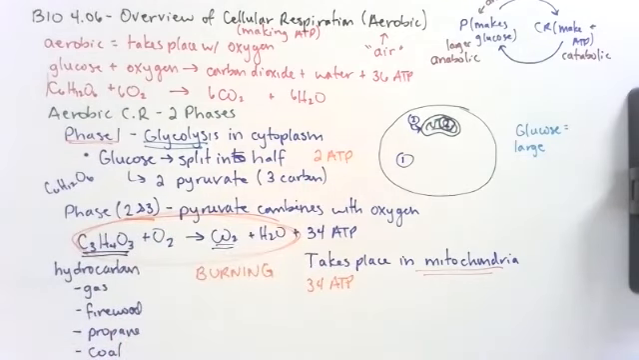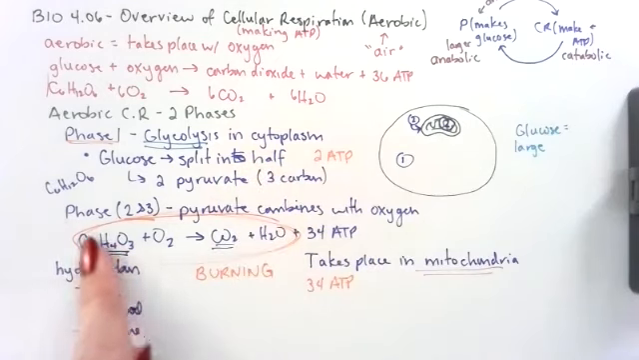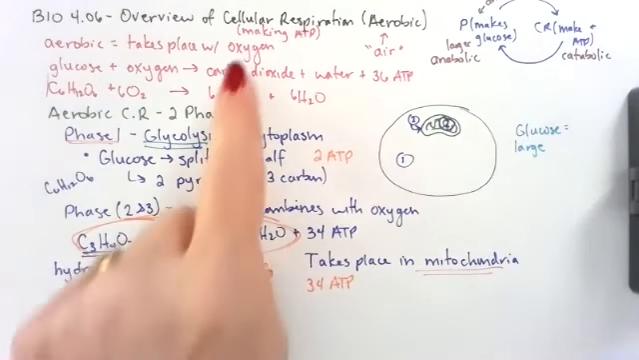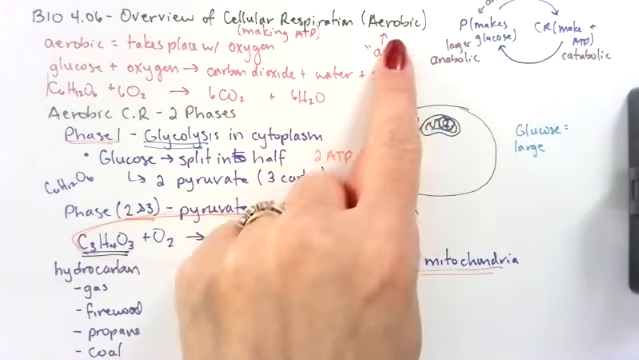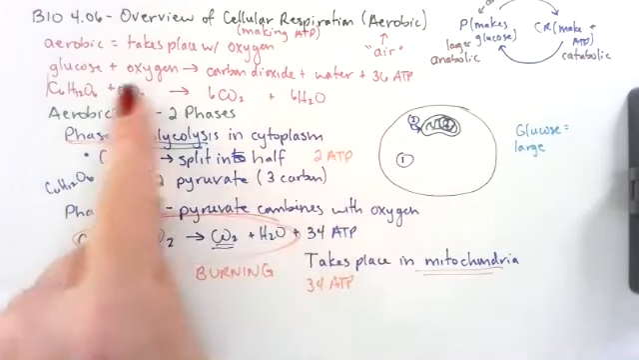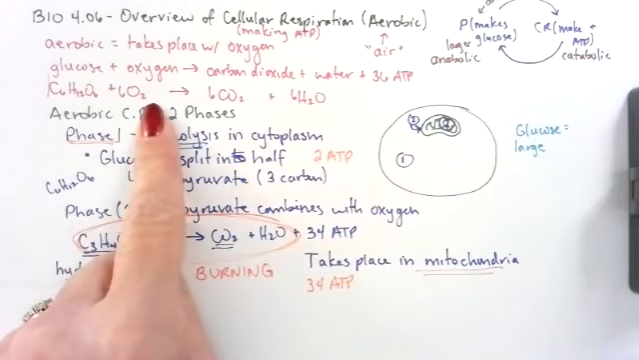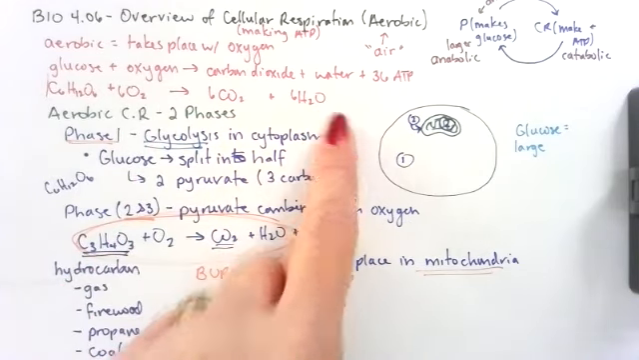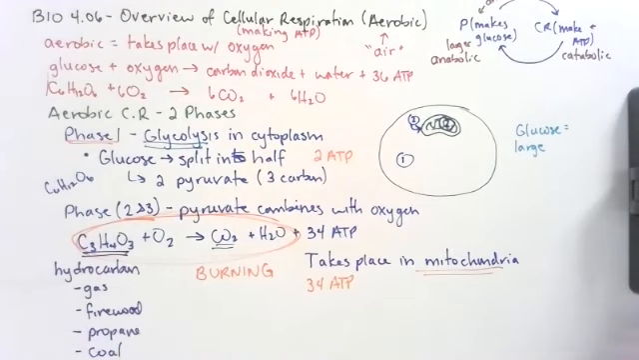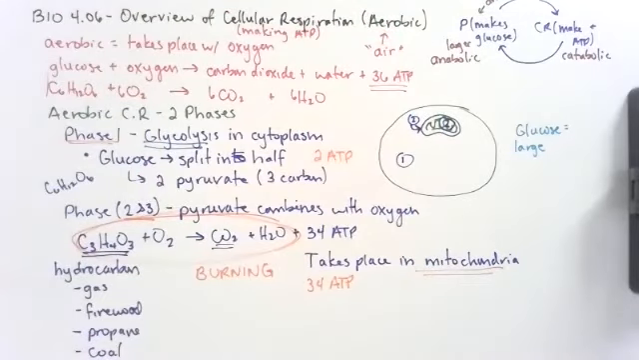All right, so what are our takeaways? Cellular respiration is catabolic. We're breaking down glucose, a large molecule, and turning it into smaller molecules. We can talk about aerobic or anaerobic, and this lesson was on aerobic, requires air. It requires oxygen. So we take the glucose and we break it down in the presence of oxygen. We get 6 carbon dioxide, we get 6 water, and we get 36 ATP. So it happens in 2 phases.